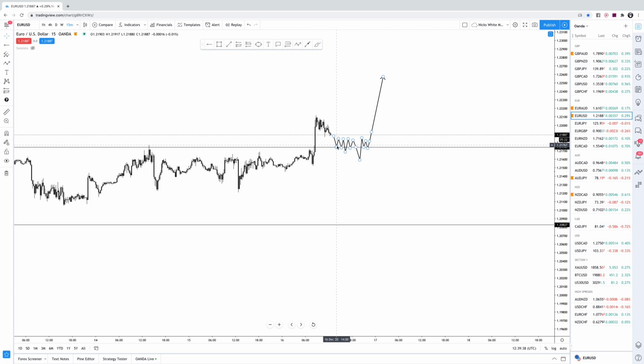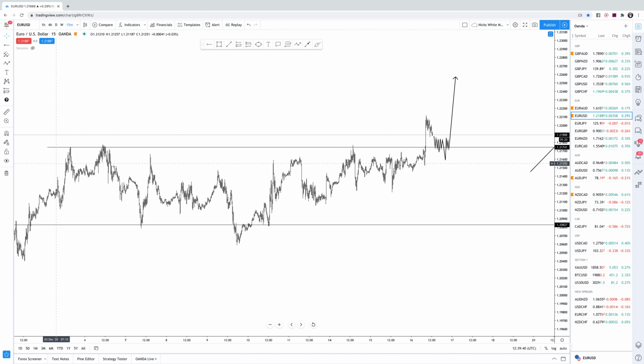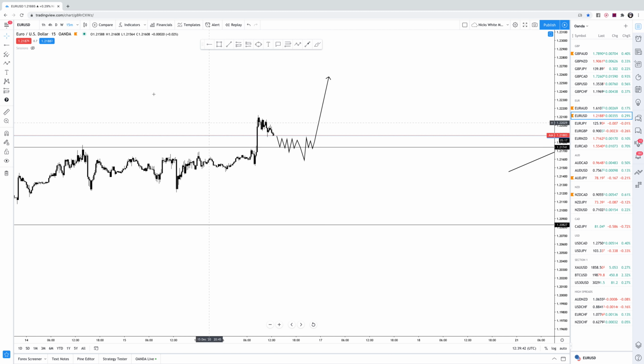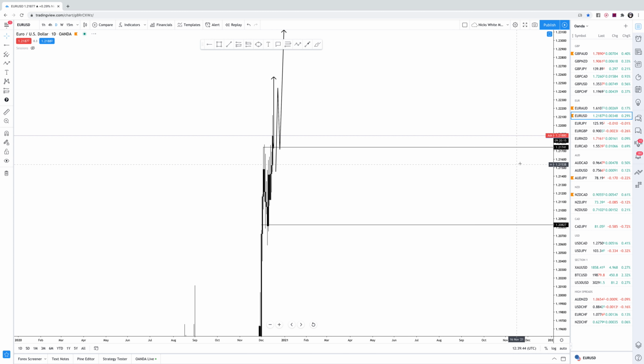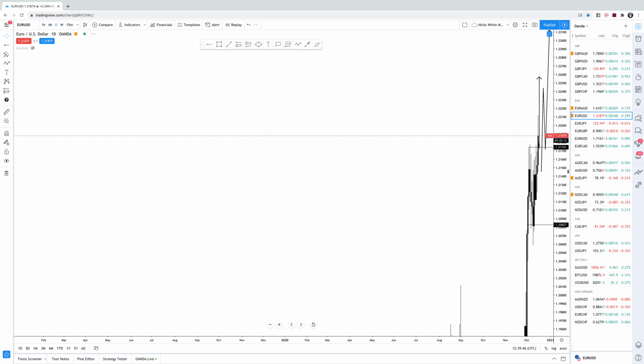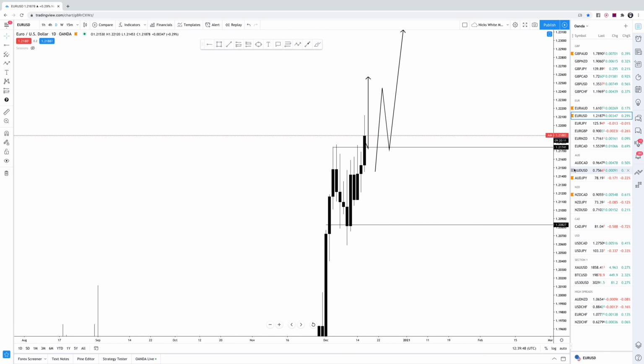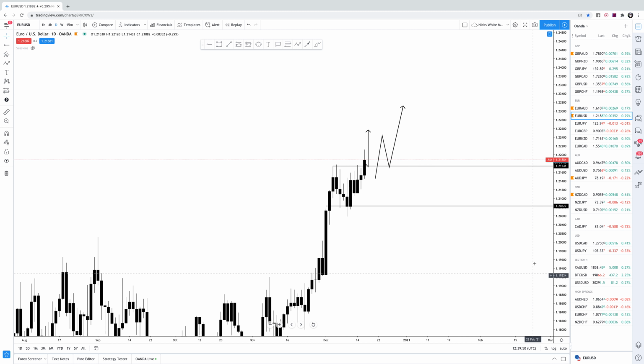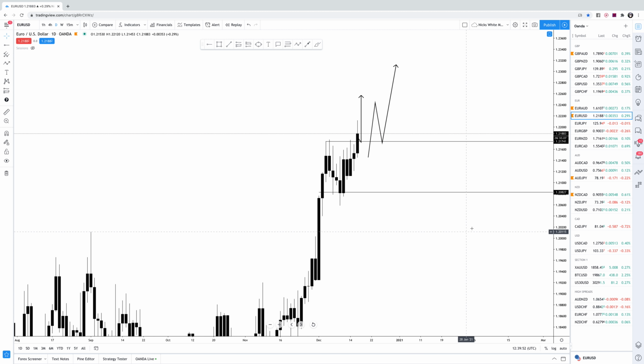A solid test of the support level, or the resistance turned potential support. It's essentially going to boil down to a break and retest of a daily level. That's it. Break and retest of a daily support resistance level. So that's what I'm going to look for. We'll see if that sets up.